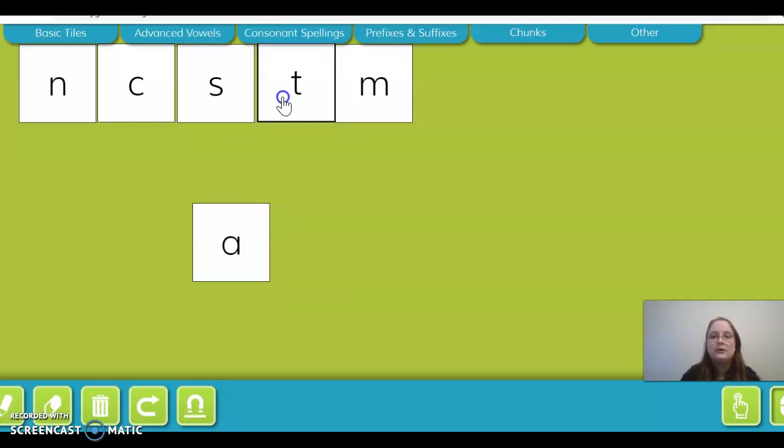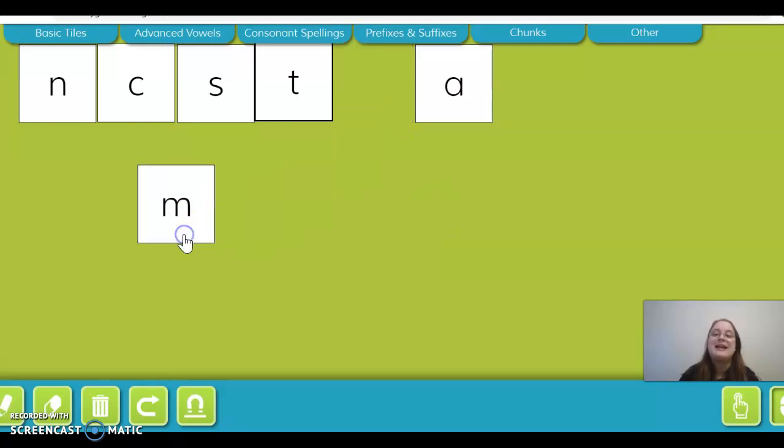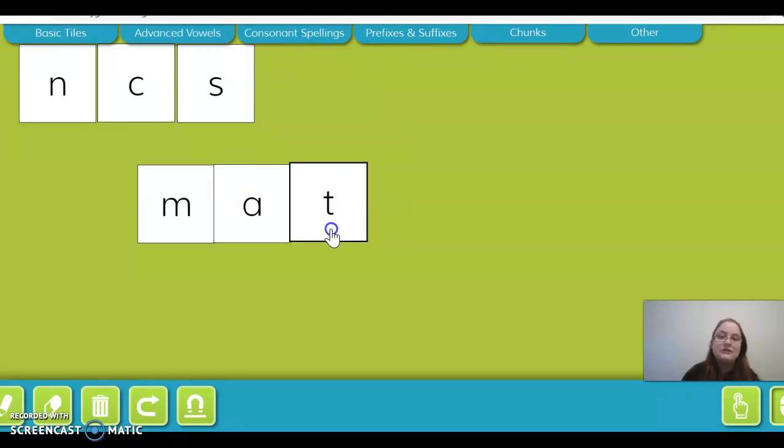We're going to go ahead and put our letters back. And next we are going to spell mat. Mat. The cat sat on a mat. We know that's our M sound. We know that's our A sound. We know that's our T sound. So we have mat.